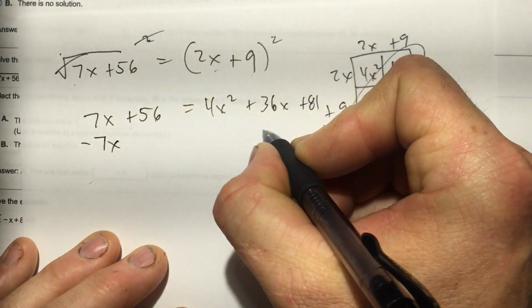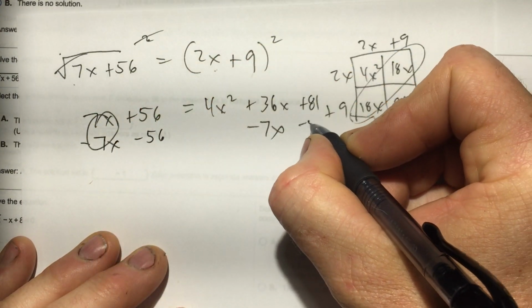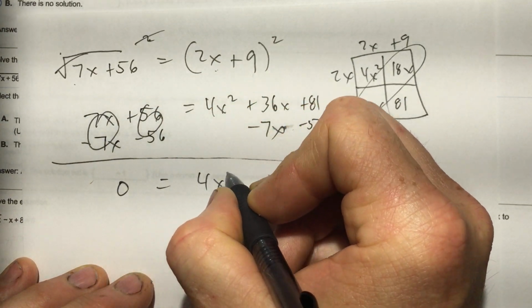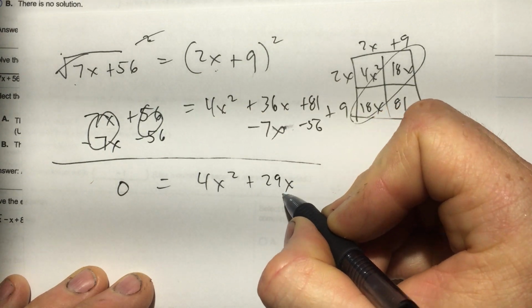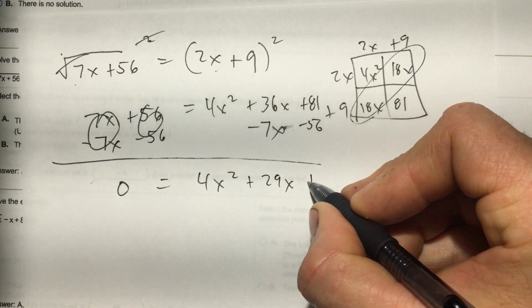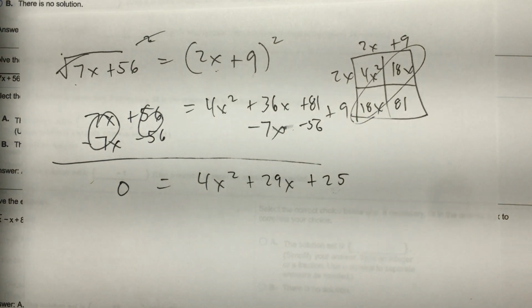So I'm going to minus 7x on both sides. That makes this go away. I'm going to minus 56 on both sides. That makes this go away. And I've got 0 equals 4x squared, 36 minus 7 would be plus 29x, and then 81 minus 56 is 25, I think. Okay, and there we go.